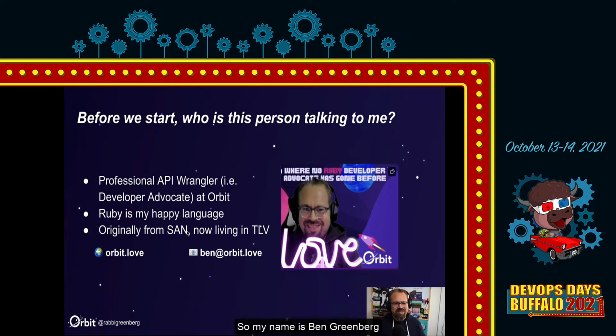So my name is Ben Greenberg, and I am a professional API wrangler, also known as a developer advocate at Orbit, which is the mission control for community builders. Ruby is my happy programming language, although I do like other languages as well, but Ruby just brings me a lot of joy. I'm originally from San Diego, and I now live outside Tel Aviv in Israel. You could tell that I'm a developer advocate because I default to using the airport codes for cities instead of the full city name.